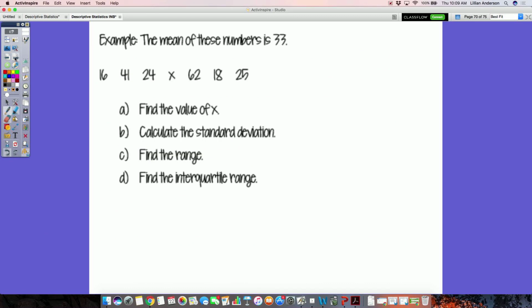We're going to look at our very first example, which says the mean of these numbers is 33, which should be the first example in this little white booklet foldable. We're going to find the value of x, calculate the standard deviation, find the range, and find the interquartile range. Now, to find the value of x, if the mean of the numbers is 33, we did that back when we talked about measures of central tendency.